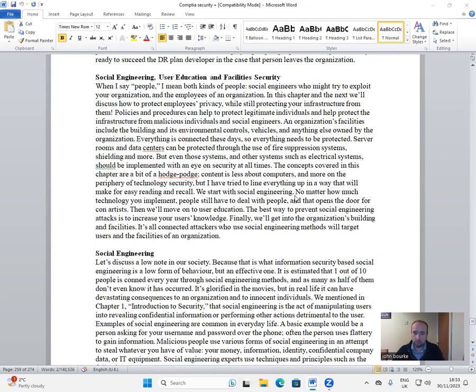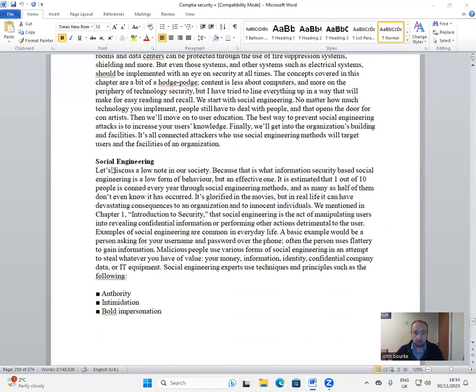We start with social engineering. No matter how much technology you implement, people still have to deal with people, and that opens the door for con artists. Then we'll move on to user education. The best way to prevent social engineering attacks is to increase your users' knowledge. Finally, we'll get into the organization's building and facilities. It's all connected. Attackers who use social engineering methods will target users and the facilities of an organization.